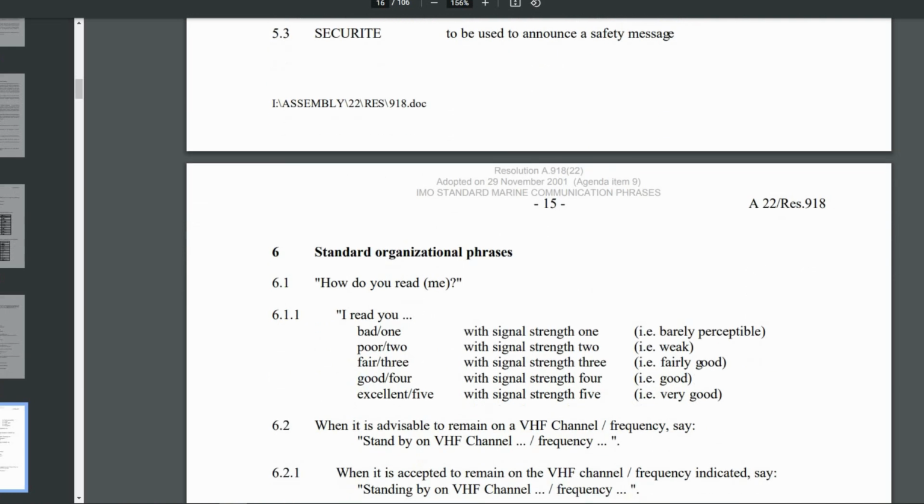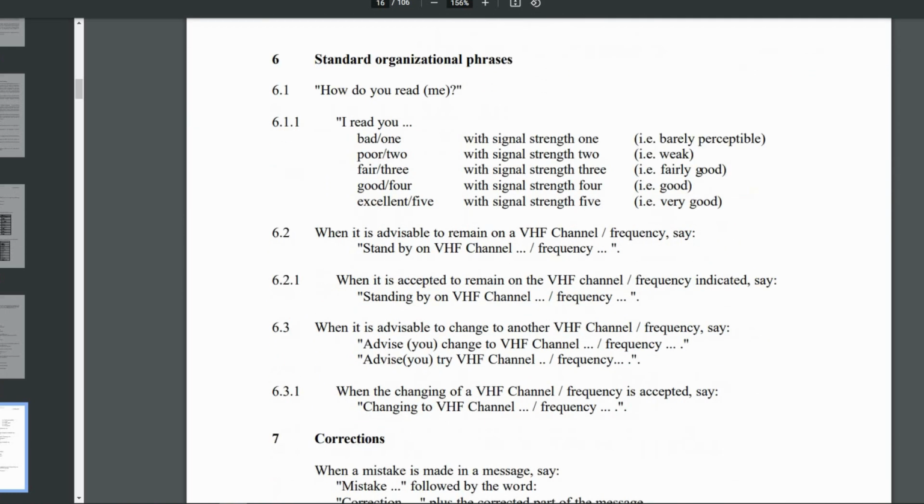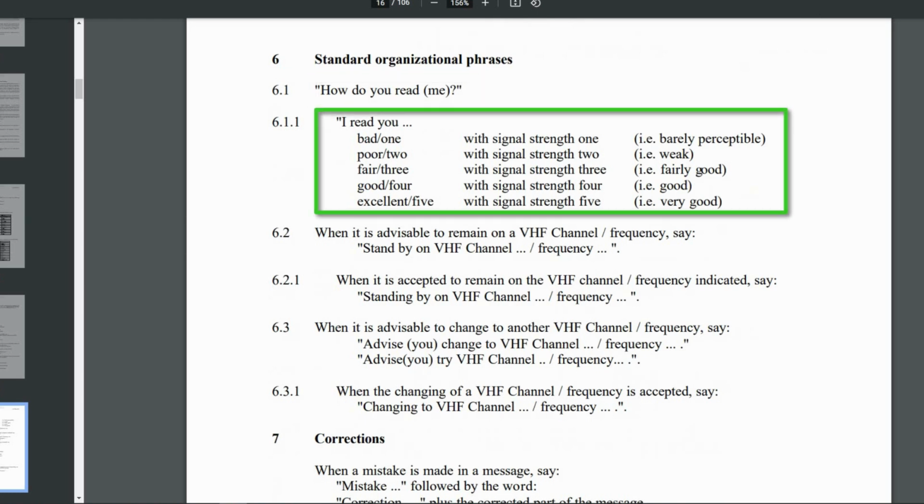6. Standard organizational phrases. 6.1 How do you read me? 6.1.1 I read you bad, or I read you 1, with signal strength 1, i.e. barely perceptible. I read you poor, or I read you 2, with signal strength 2, i.e. weak. I read you fair, or I read you 3, with signal strength 3, i.e. fairly good. I read you good, or I read you 4, with signal strength 4, i.e. good. I read you excellent, or I read you 5, with signal strength 5, i.e. very good.